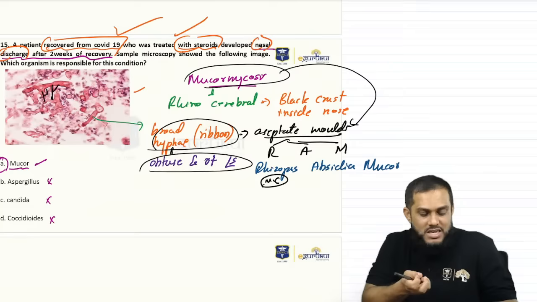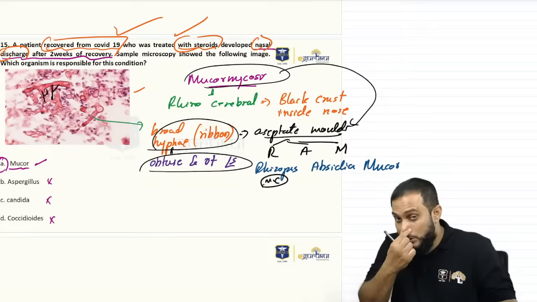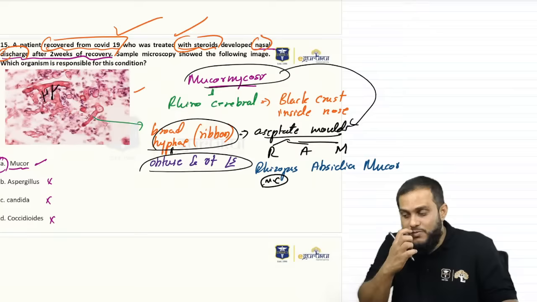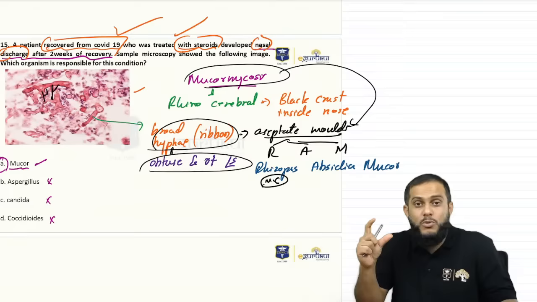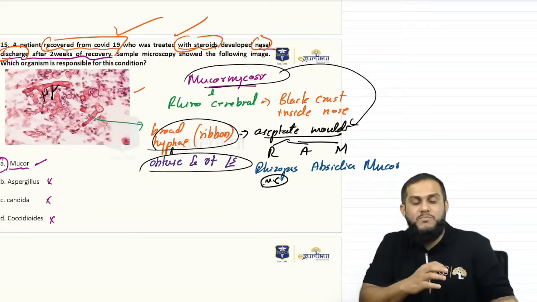Even if you see aspergillosis in COVID recovered patients on steroids, most common is mucormycosis. I want to go for mucormycosis, because most common is mucormycosis. Everything is favoring mucormycosis, nothing is favoring Aspergillus. There should be something favoring aspergillosis. Second, if you see the hyphae, the hyphae are broad. Broad hyphae we call ribbon-like hyphae, whereas septate hyphae are narrow. There is nothing meant to tell it, obviously there is an image.